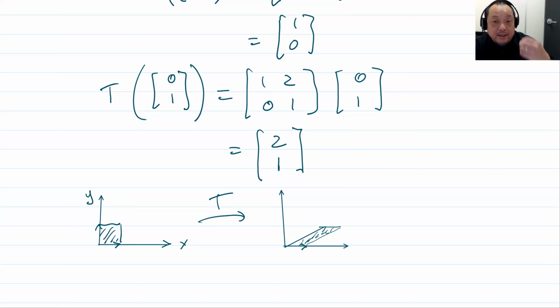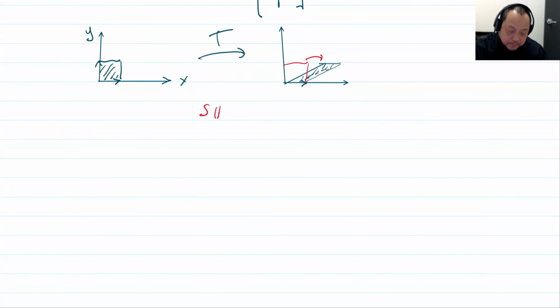So geometrically, it tells me that I started with this square and it got pushed over to become that parallelogram. This operation is called a shear. It's a slanted pushover. Those of you who have worked in graphics probably have seen this. Let me show it to you on Photoshop.